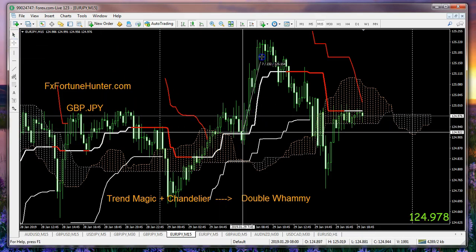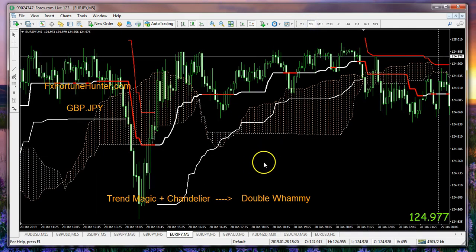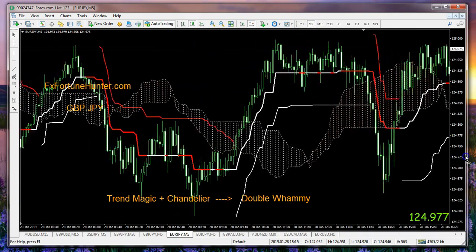Here we go from here to here. This is 23 pips on the EUR.JPY. All right, and now let's take a look. We could even drop down to a 5-minute chart if you want to do some scalping.